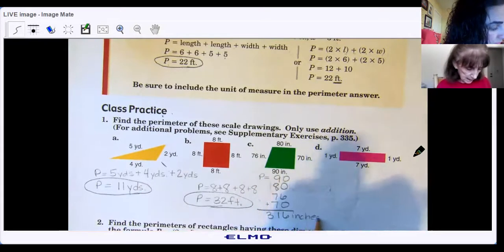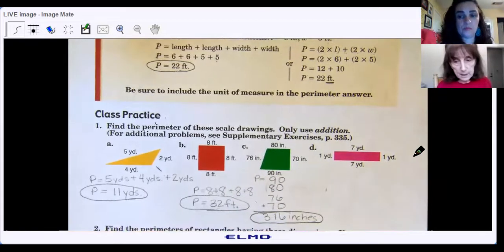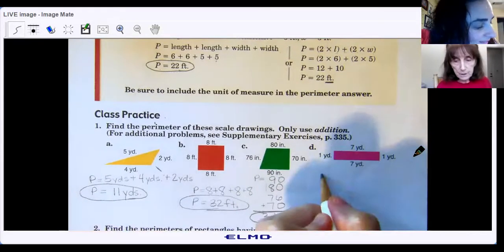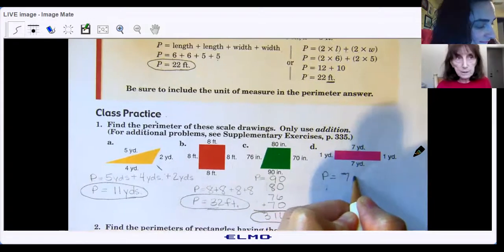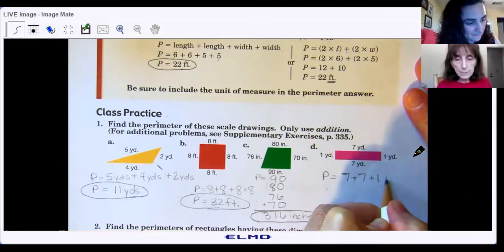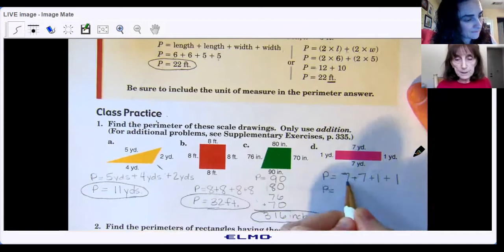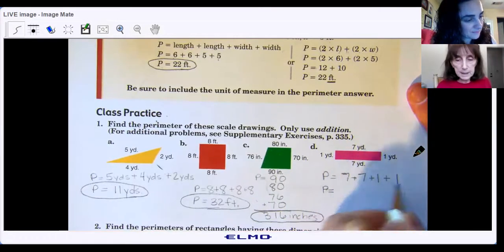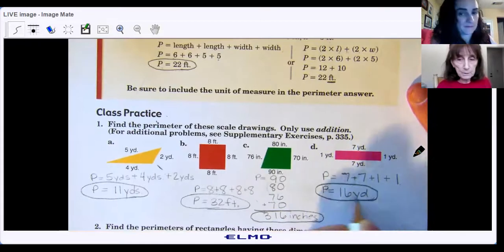And the last one, D, we have a real easy one. We have 7 yards. Perimeter equals 7 yards plus 7 yards plus 1 yard plus 1 yard. Okay, so perimeter equals 7 and 7 is 14, 15, 16, 16 yards. You have to have the label.